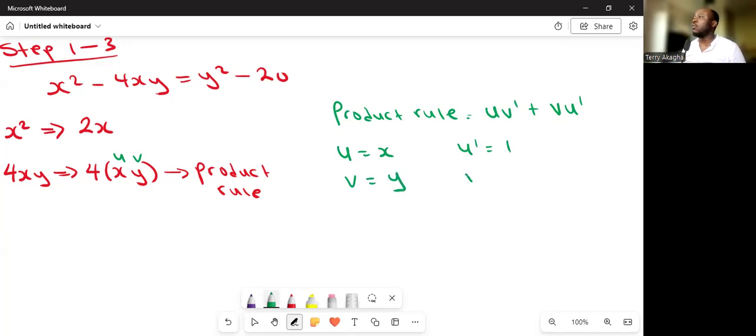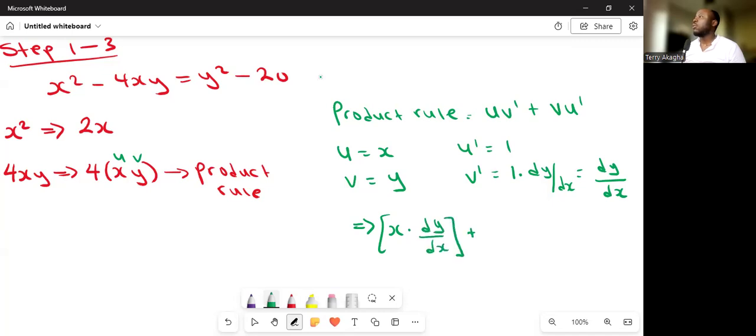And when you differentiate v prime, it's going to give us what? 1. But when you differentiate y, you have to add the dy over dx. And 1 times dy over dx is going to give you what? The dy over dx. All right? So therefore, the product rule will now be u, which is x, multiplied by v prime, which is dy over dx, plus v, which is y, multiplied by u prime, which is 1. That's the same thing as saying x dy over dx plus y.